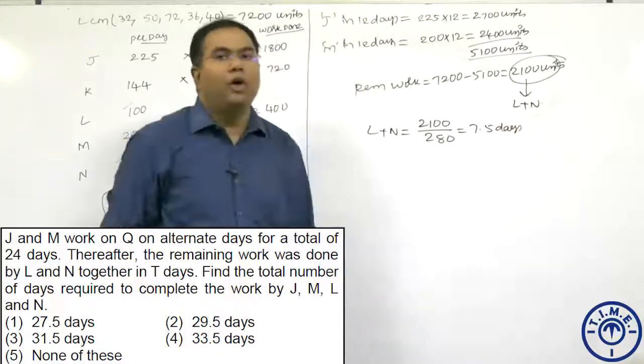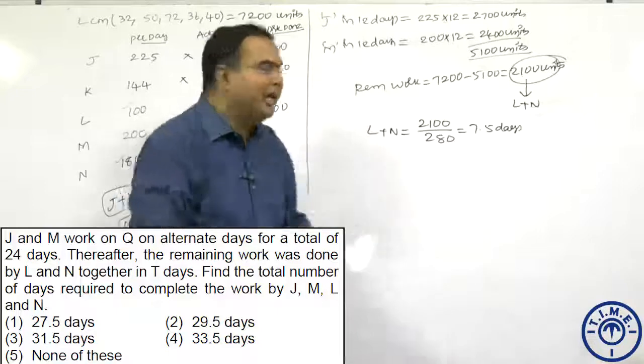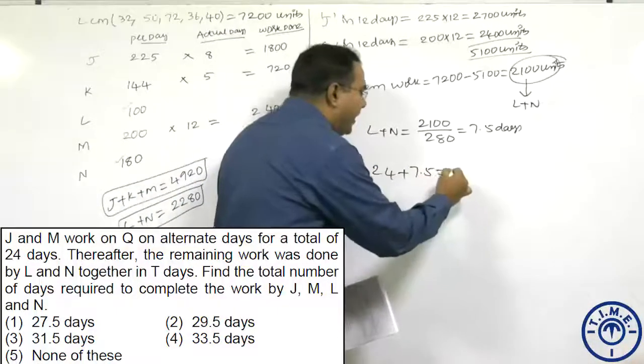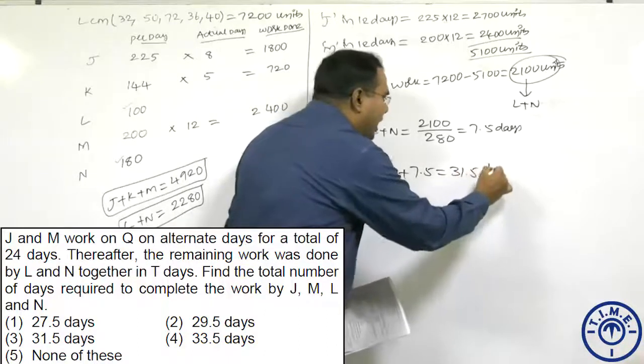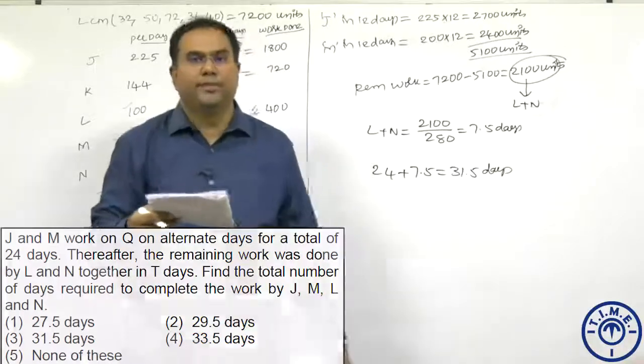So, total work is completed in how many days? J and M working on alternate days, they are taking 24 days. Remaining work was completed in 7.5. So, total work is completed in 31.5 days. It is present in the third option.